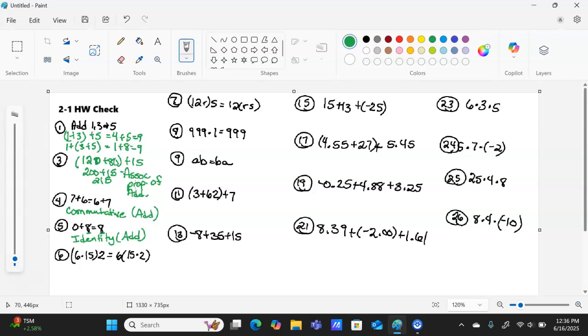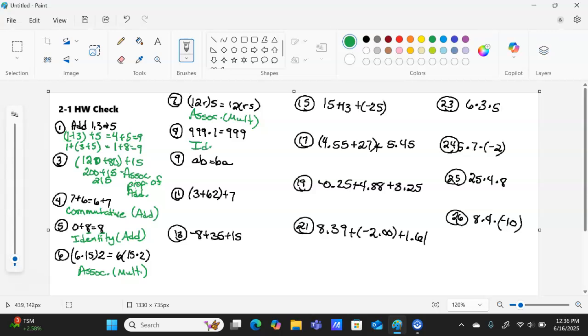Number 6, 6 times 15 times 2, and then 6 times 15 times 2. This is the associative property. They have grouped them differently, and that's of multiplication. This is also the associative property of multiplication. Again, it has to do with how they're grouping them, what you're forced to multiply first.